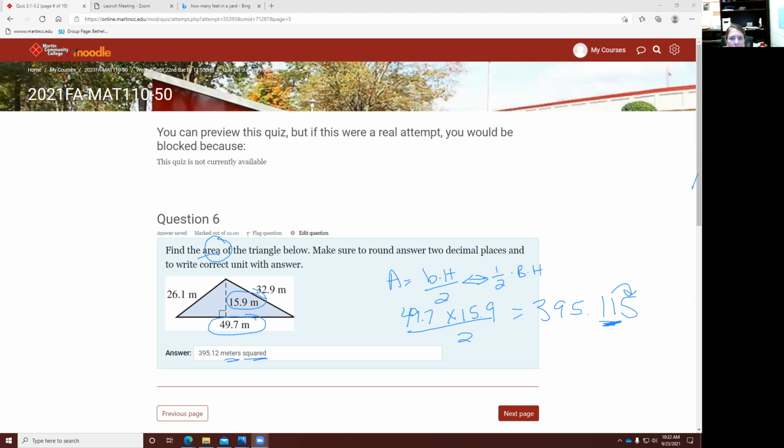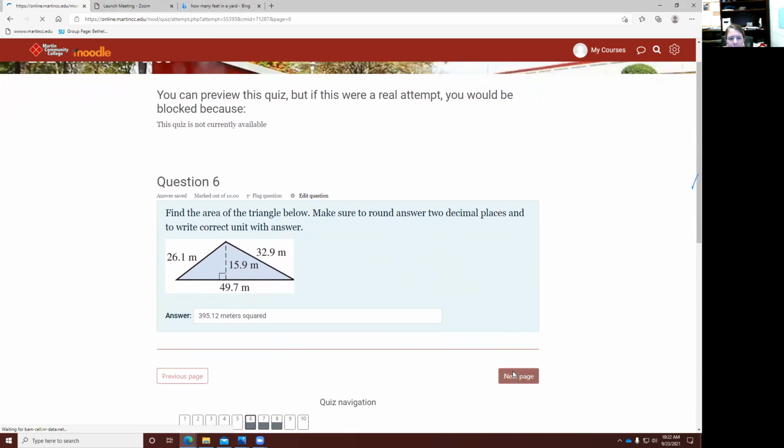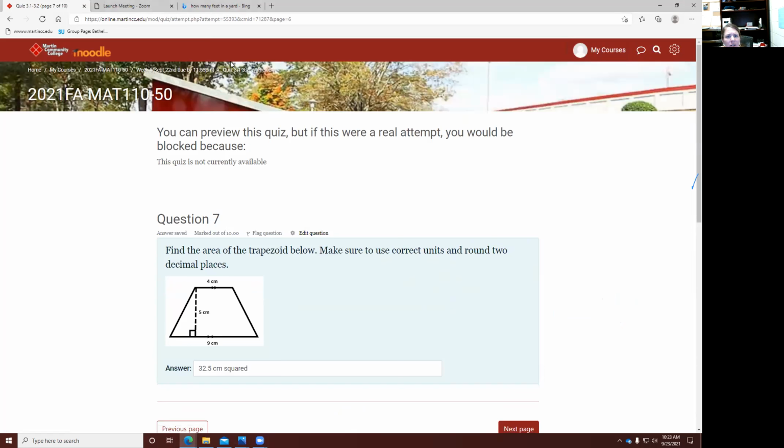All right, let's look at the next question. The next one that a lot of you got wrong was question 7. So let's go to the next one. Find the area of a trapezoid. Again, we're talking about area, so your units should be centimeters squared here. The area formula is your height times your base 1 plus your base 2, all divided by 2. Or you could also just say 1/2 of your height times your base 1 plus base 2. Again, doesn't really matter which one you do.